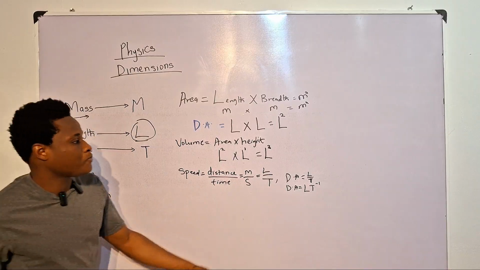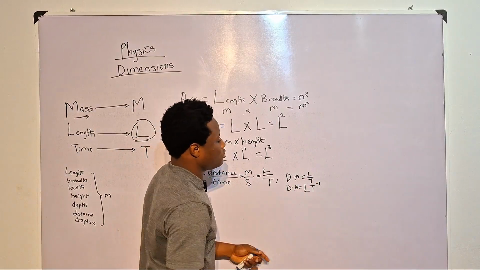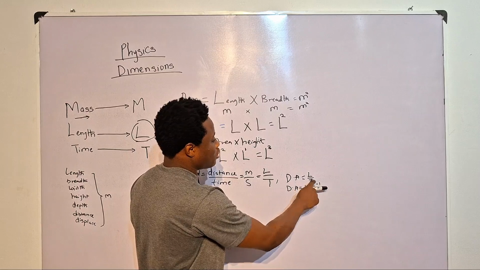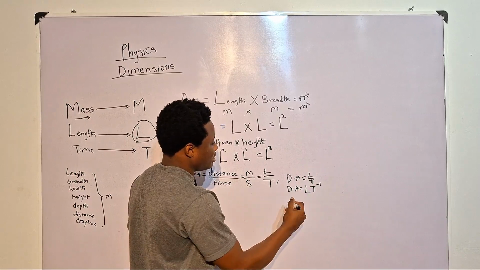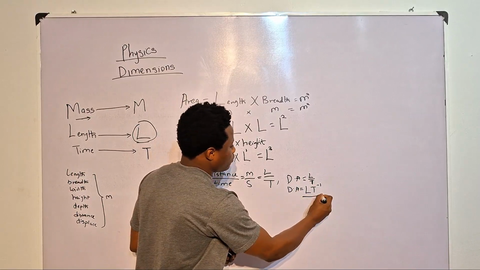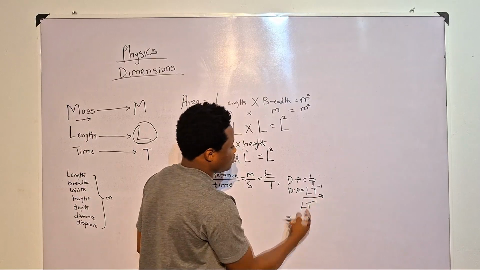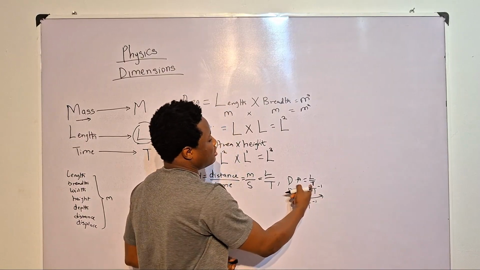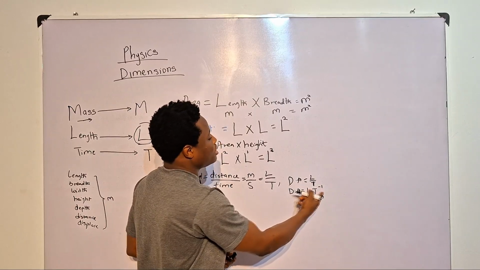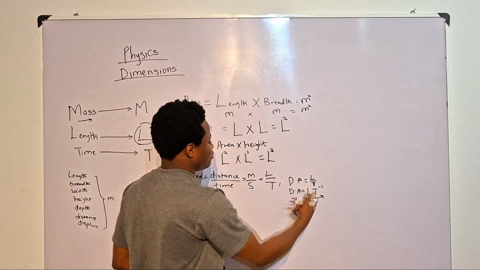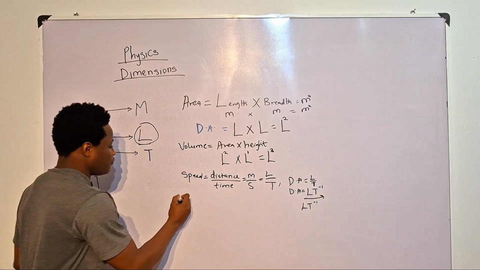So this T is crossing over to become, since this T is coming over to this place, we say the dimensional analysis for speed becomes LT minus 1, because there's an invisible one here. There's an invisible one here. And when it crosses, the sign changes to minus 1. So let's do for velocity.